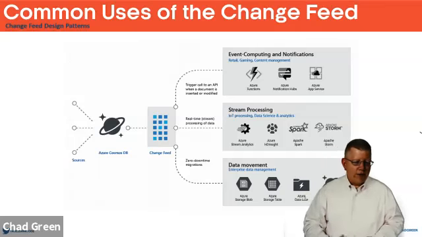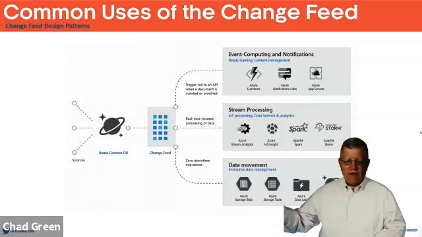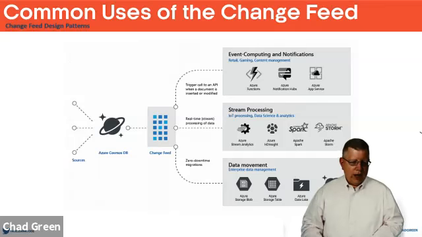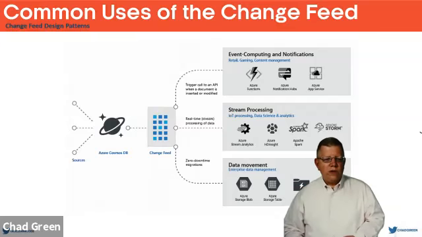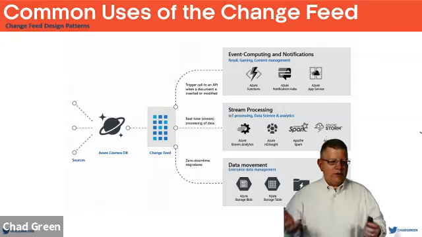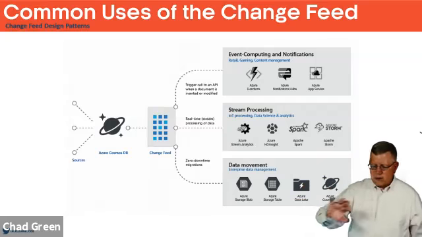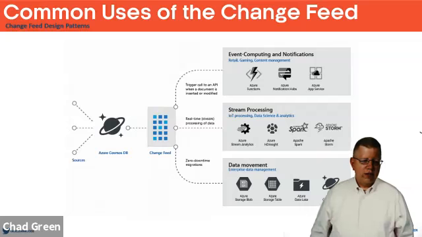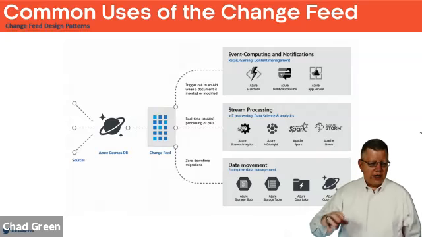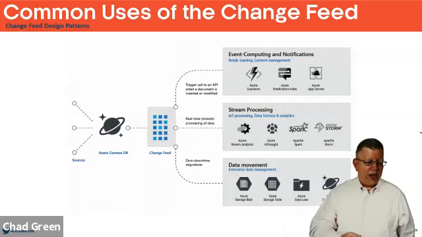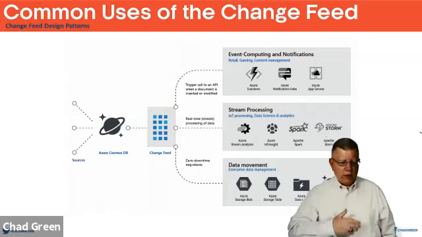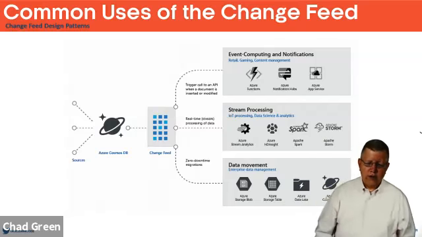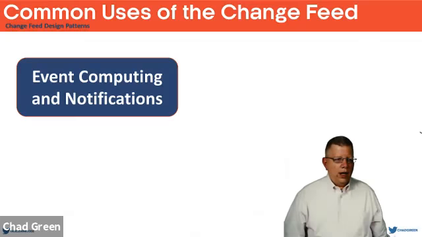Stream processing, right? We can tie the change feed into a Spark engine and then do analysis on it. Or I can tie it into Stream Analytics and do real-time analysis on there. And then data movement, right? Honestly, this bottom area is where you see most work done with the change feed. We'll talk more about that, but it's moving data, whether that be changing it from one state to another, or literally moving it to an archive or to another storage type. So those are the common uses.